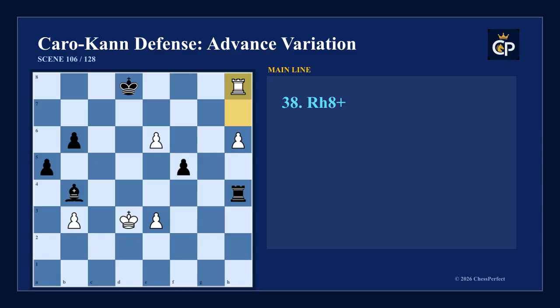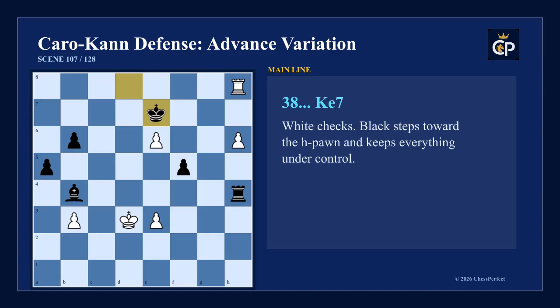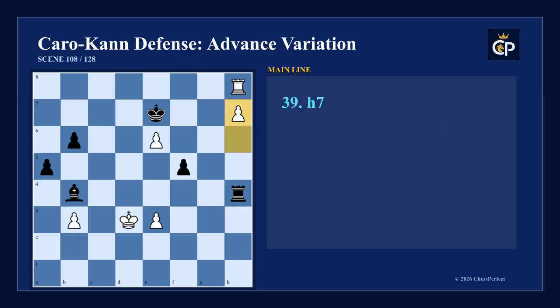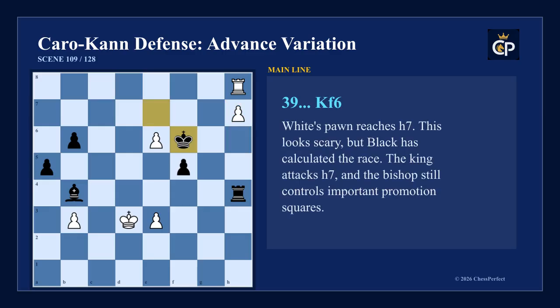Rook h8, check. King e7. White checks. Black steps toward the h-pawn and keeps everything under control. h7. King f6. White's pawn reaches h7. This looks scary, but Black has calculated the race. The king attacks h7, and the bishop still controls important promotion squares.